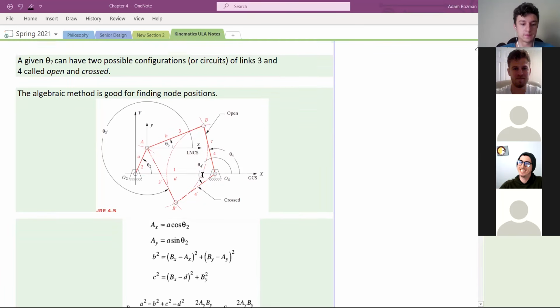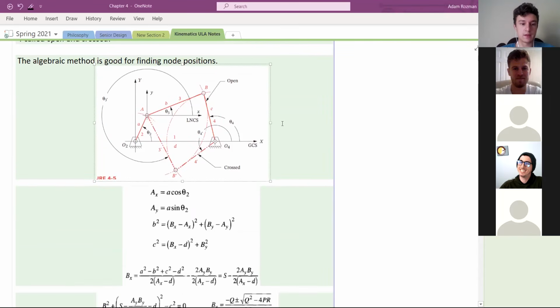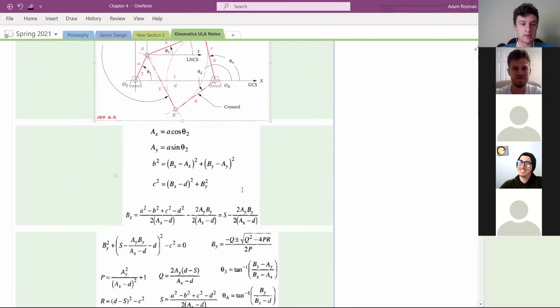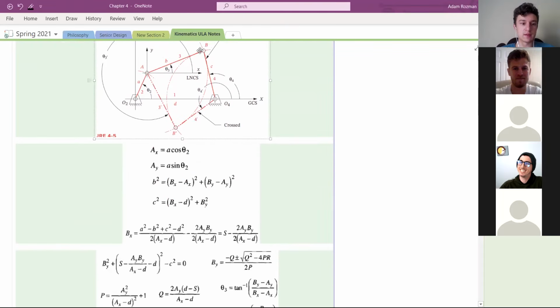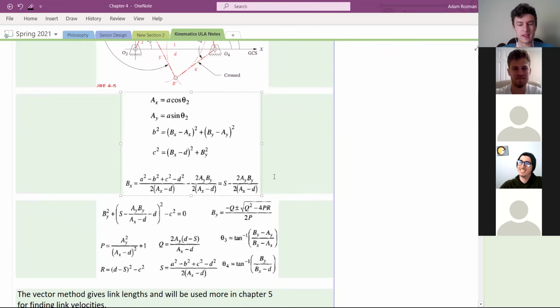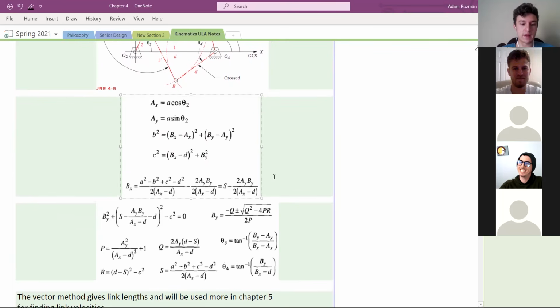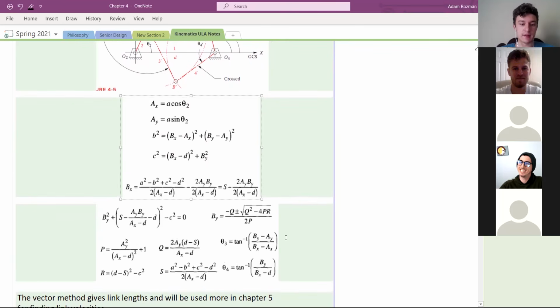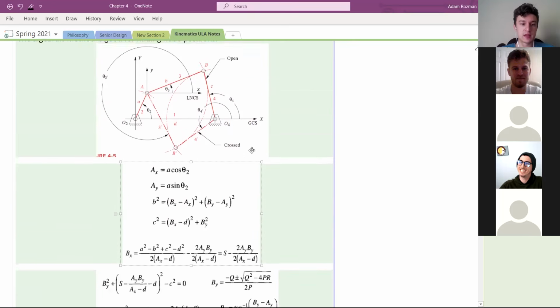Okay, so the algebraic method that they introduce is good for finding the positions of the nodes, like your AX and your AY, which would be the X coordinate and the Y coordinate of A. Your B is the length of link 3, C is the length of link 4. And these are some big equations, not really big, but kind of a pain to go through. But they're pretty straightforward, just calculating the different positions.